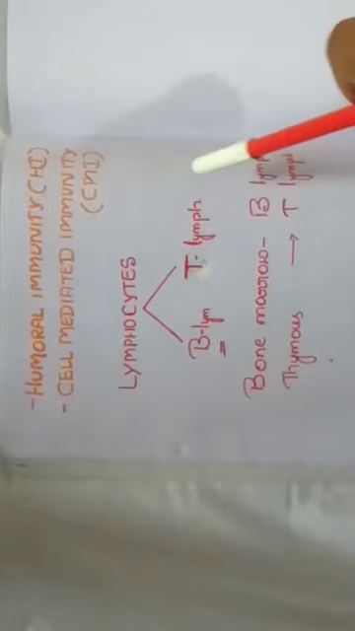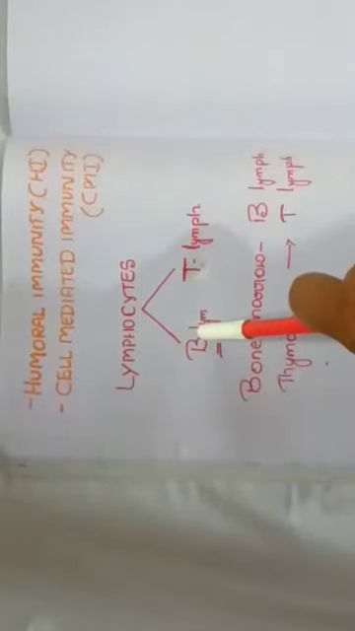We have to know in detail what exactly B stands for and T stands for. Students should understand that all the lymphocytes present in the WBC, whether B lymphocytes or T lymphocytes, are differentiated on the basis of where they mature. Ultimately, the lymphocytes are produced from the bone marrow.